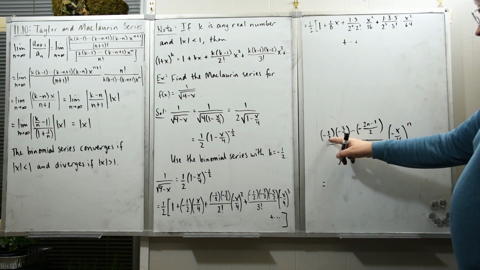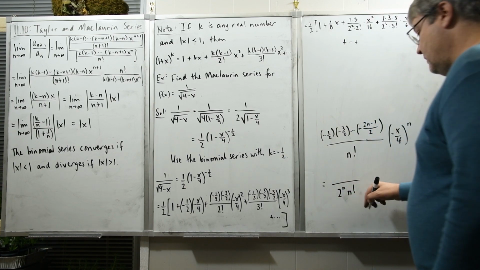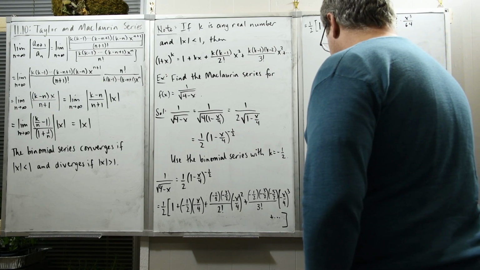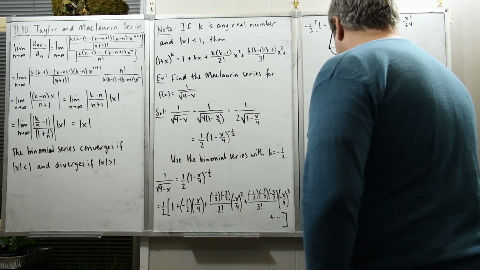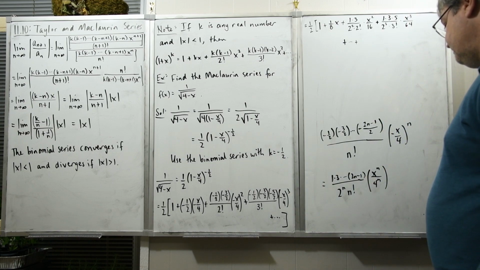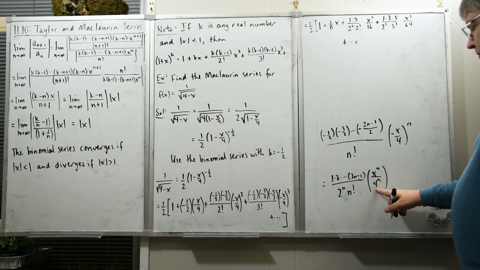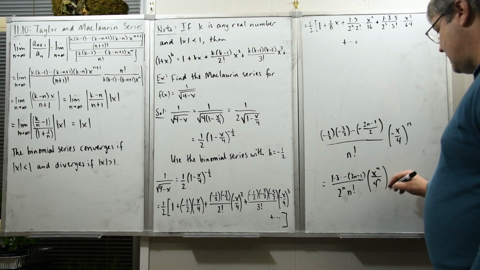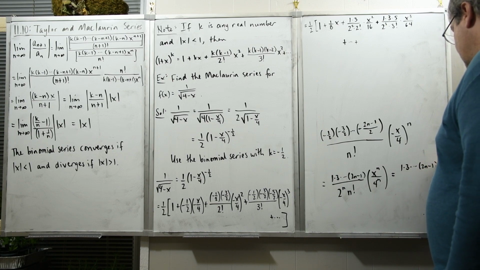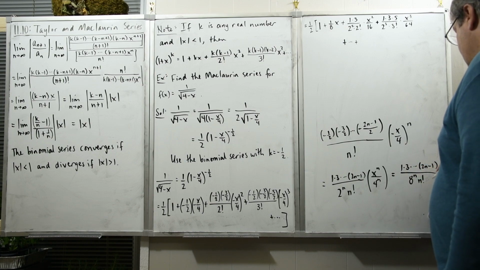So this thing, you would end up with 2 times 2 all the way, n different factors. You'd have a 2 to the n. Then you'd have the n factorial joining in on the bottom. Then you'd have 1 times 3 all the way times 2n minus 1. Then you have x to the n over 4 to the n. Well, you take 2 to the n times 4 to the n, and that's going to give you 8 to the n power. So it looks like we can write this as 1 times 3 all the way times 2n minus 1 over 8 to the n times n factorial times x to the n.